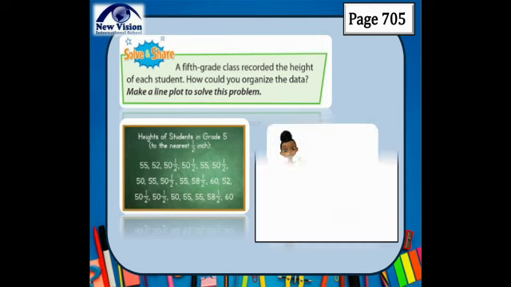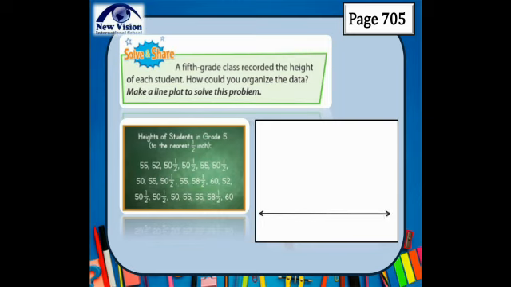Okay, let's start. So in making a line plot, first step is you have to make a number line. So here, our number line has an interval of 2. So we start from 50, 52, 54, 56, 58, and 60. Don't forget to put the title of your line plot, which is the height of students in inches.